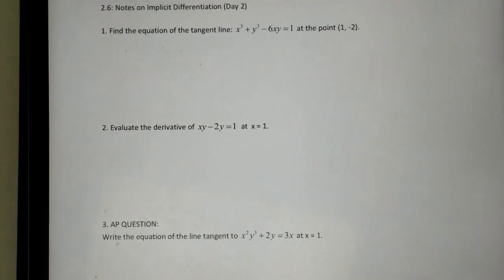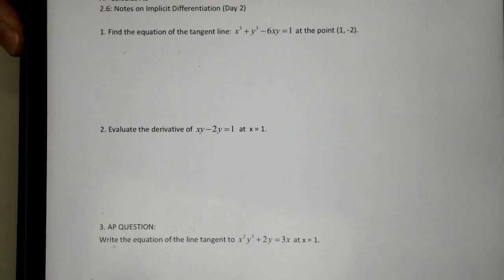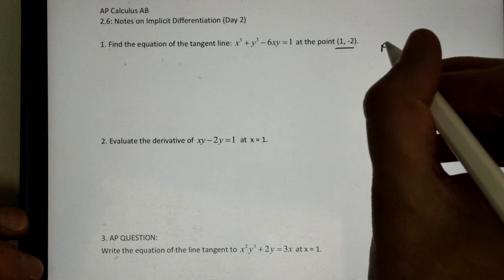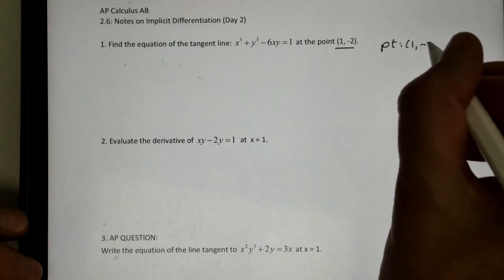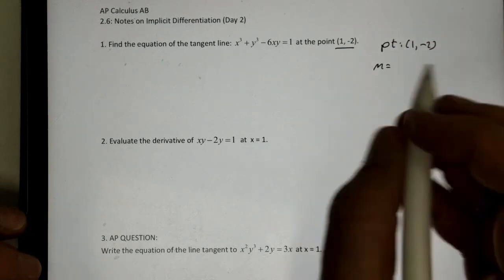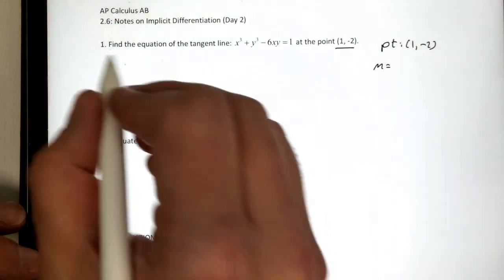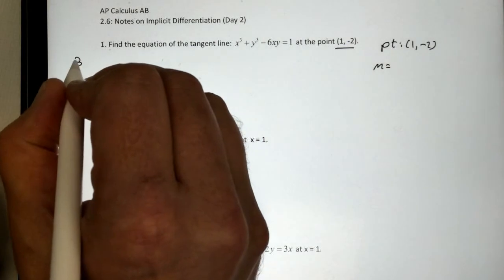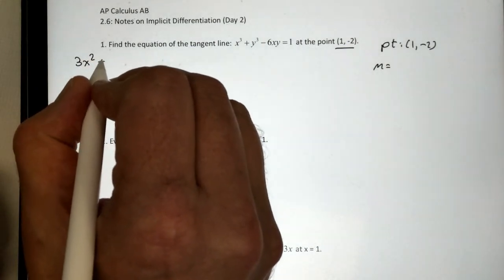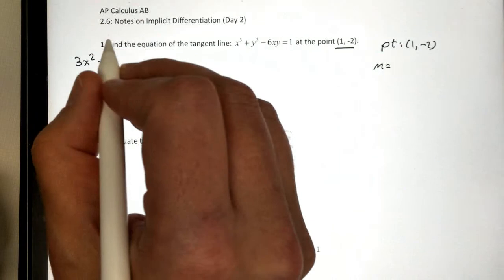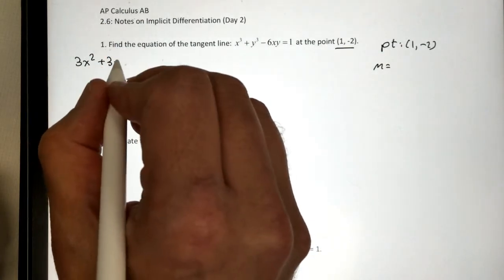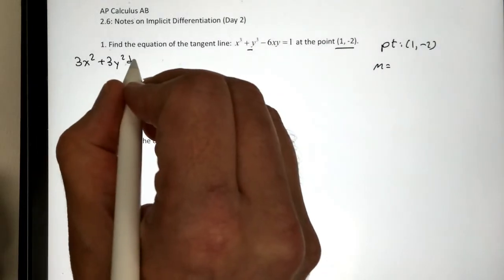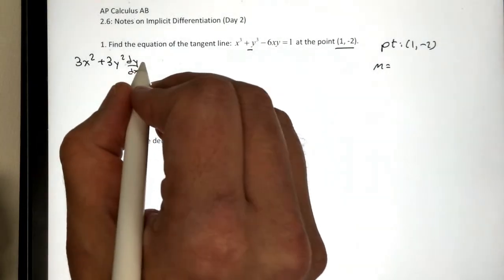For the first question we're going to take a look at, we're just finding the equation of a tangent line. They already gave us the point, so all we have to do is find our slope. To get the slope, of course, we're going to need our derivative. So I'm going to take my derivative here. Notice I'm going to start way over here. This is going to give us 3x squared plus 3, that's the weird looking y, plus 3y squared. Don't forget it's implicit, so we're going to multiply this by dy/dx.